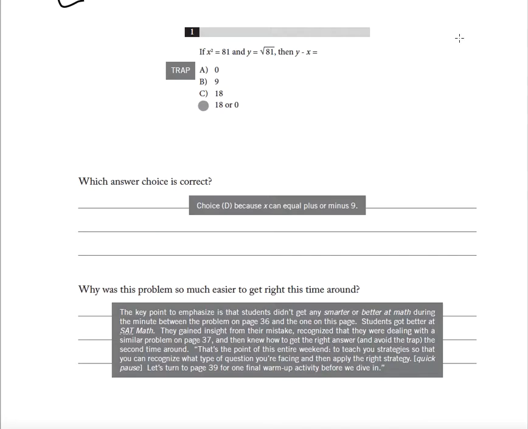Same thing. How many of you guys got A? Huh, none of you guys this time. Okay. How many of you got B? How many of you guys got C? How many of you guys got D? How many?